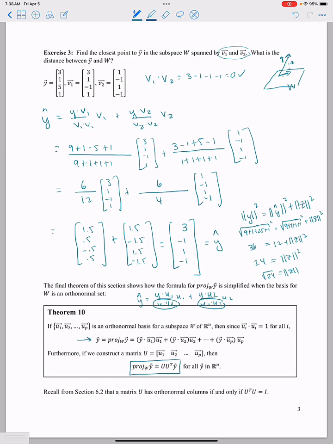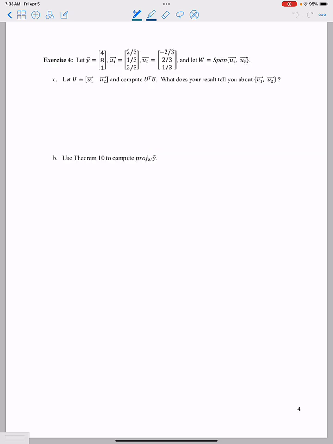So we looked last time at how to form the U. The U is just the columns from your orthonormal basis. And we saw last time that U transpose U is equal to the identity. But U times U transpose times Y gives you the projection. So in this example, we have u1 and u2. We should verify somehow that they are orthonormal before we use Theorem 10, and that's what part A is asking us to do.